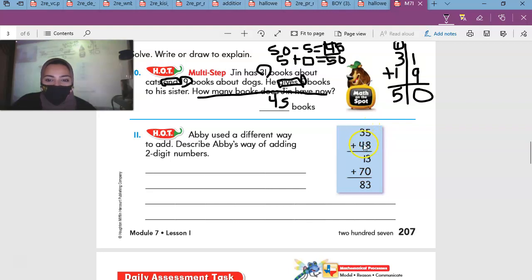Well, what's 3 plus 4? 3 plus 4 is 7. So she must have said, okay, so 13 plus 70 is 83. Is that answer even right? I don't know, but we're going to check it. Let's write it. 35 plus 48. And then we said 5 plus 8 is what?